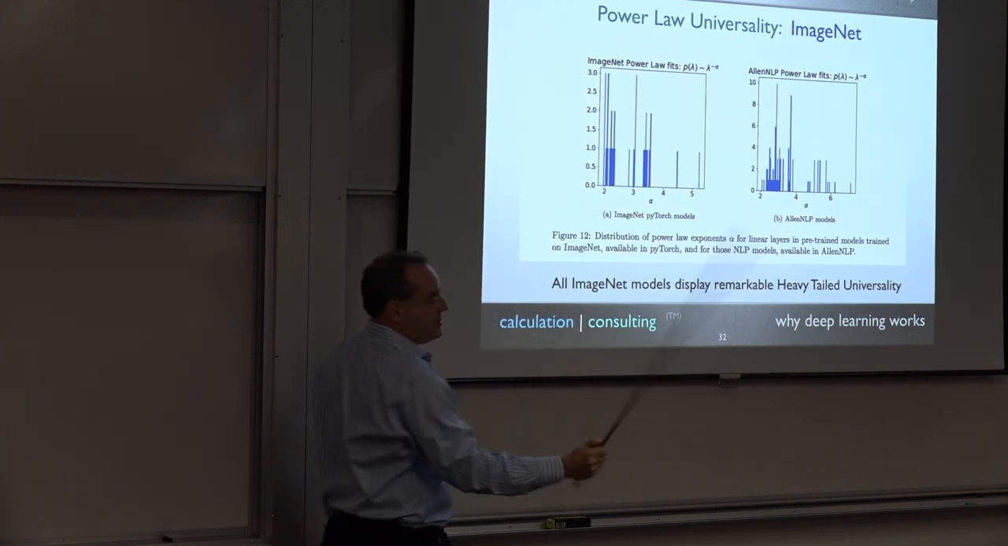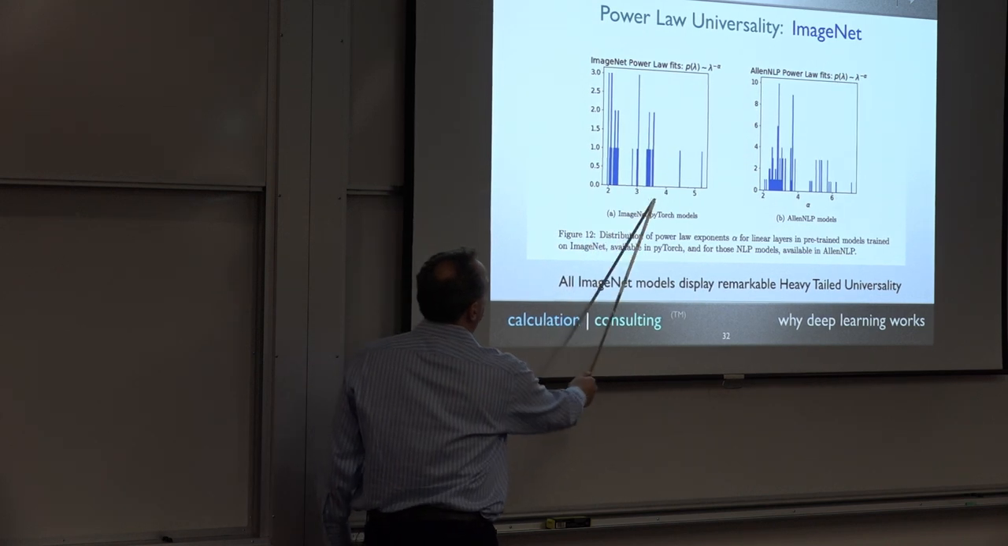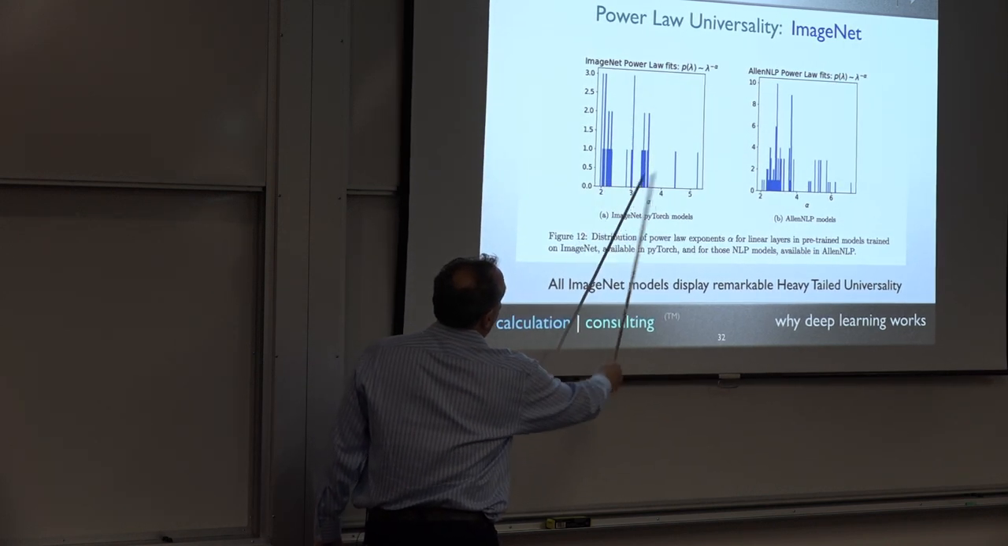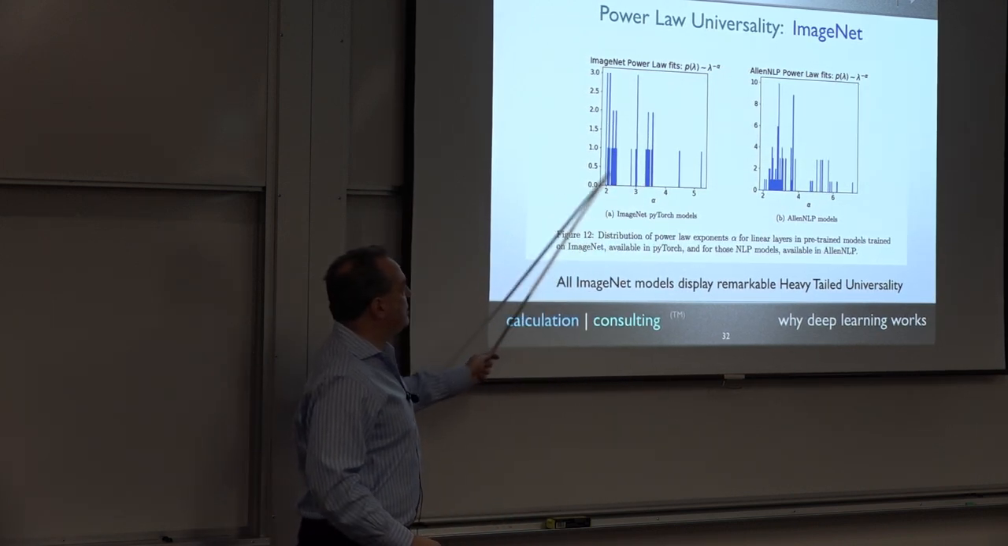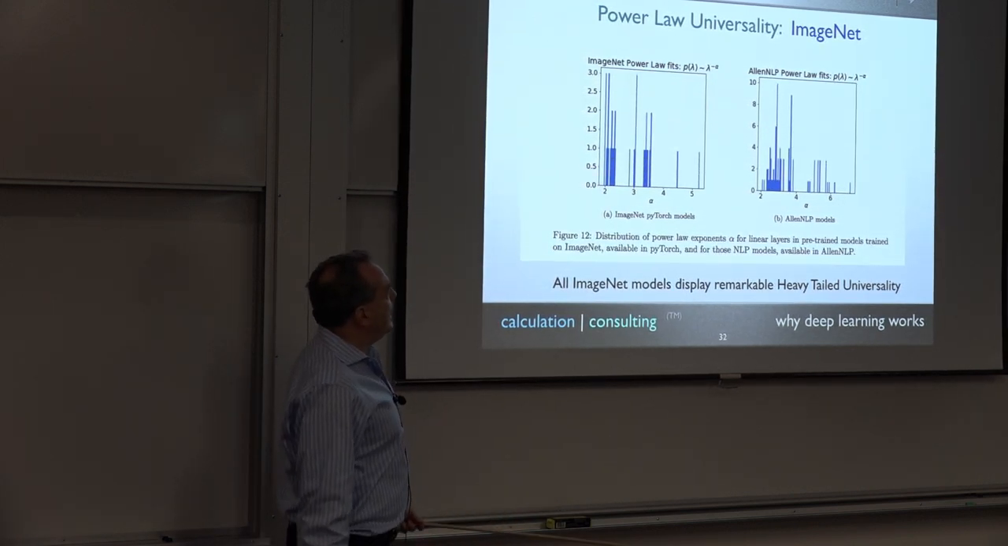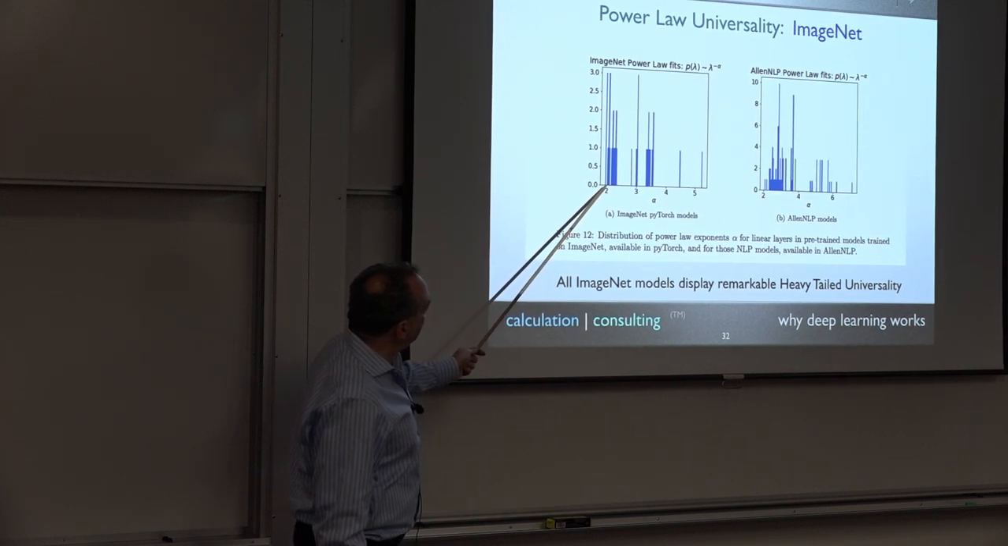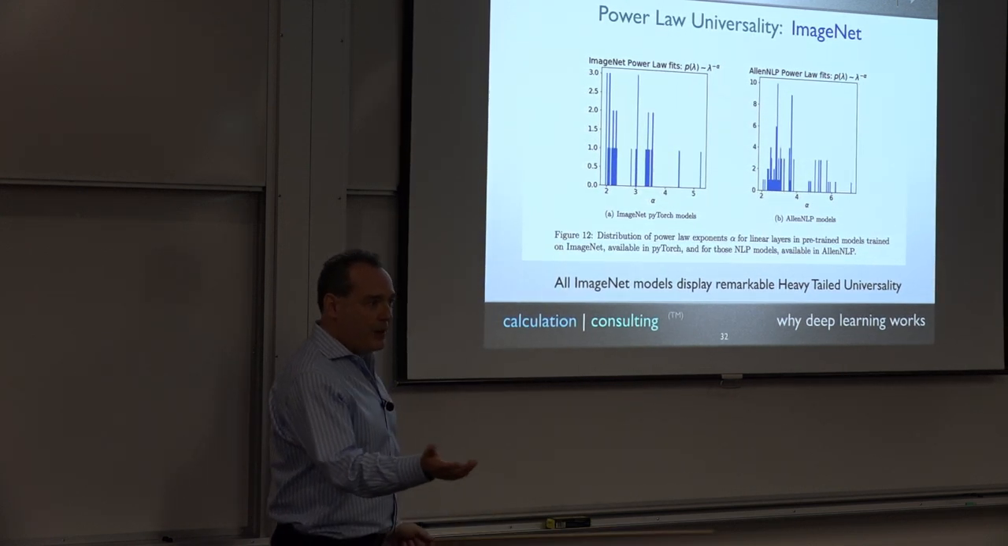These are the linear layers in the ImageNet models. And they all lie within 2. There's a couple of outliers, 2 outliers. But of all the ImageNet models, we found they all have power law exponents between 2 and 4. There's maybe 1 outlier here, which is a little less than 2, which is probably numerical error.